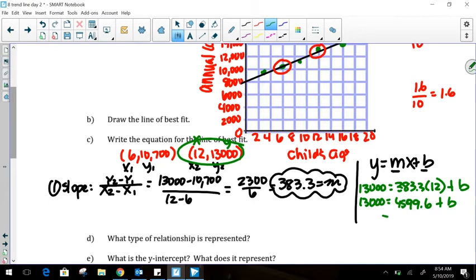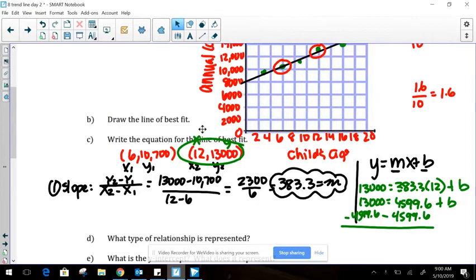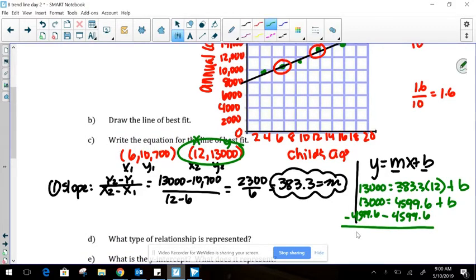All right, I want B by itself. I need to subtract this. So 13,000 minus 4,599.6. All right, you should get 8,400.6. So my B value is this here. All right, so I'm just doing that as well.